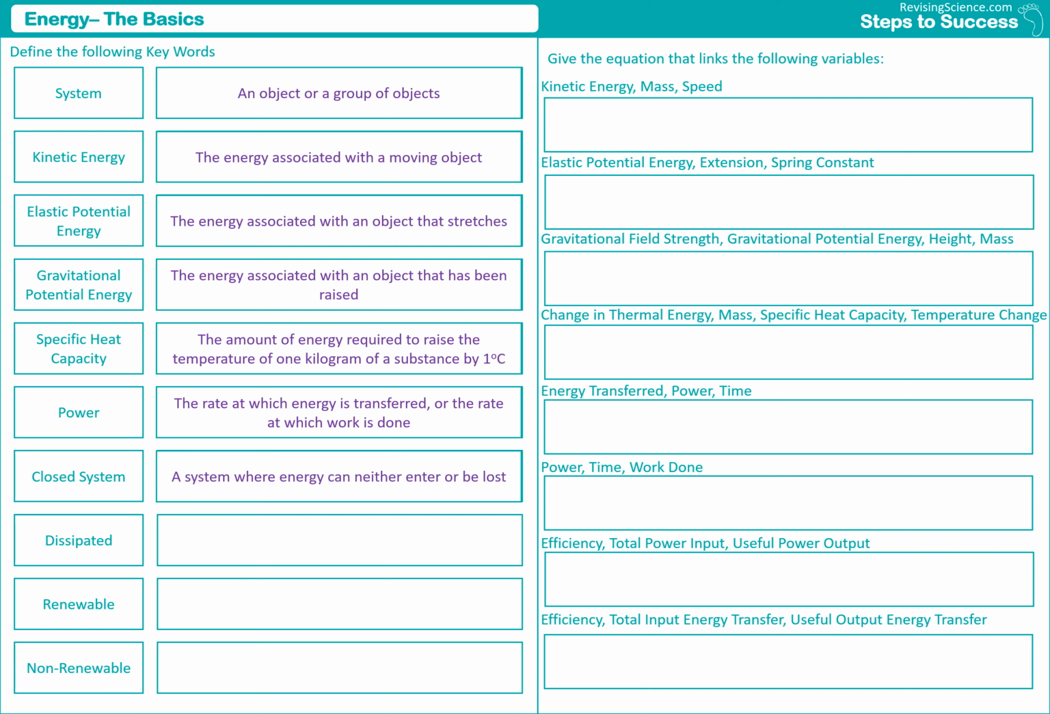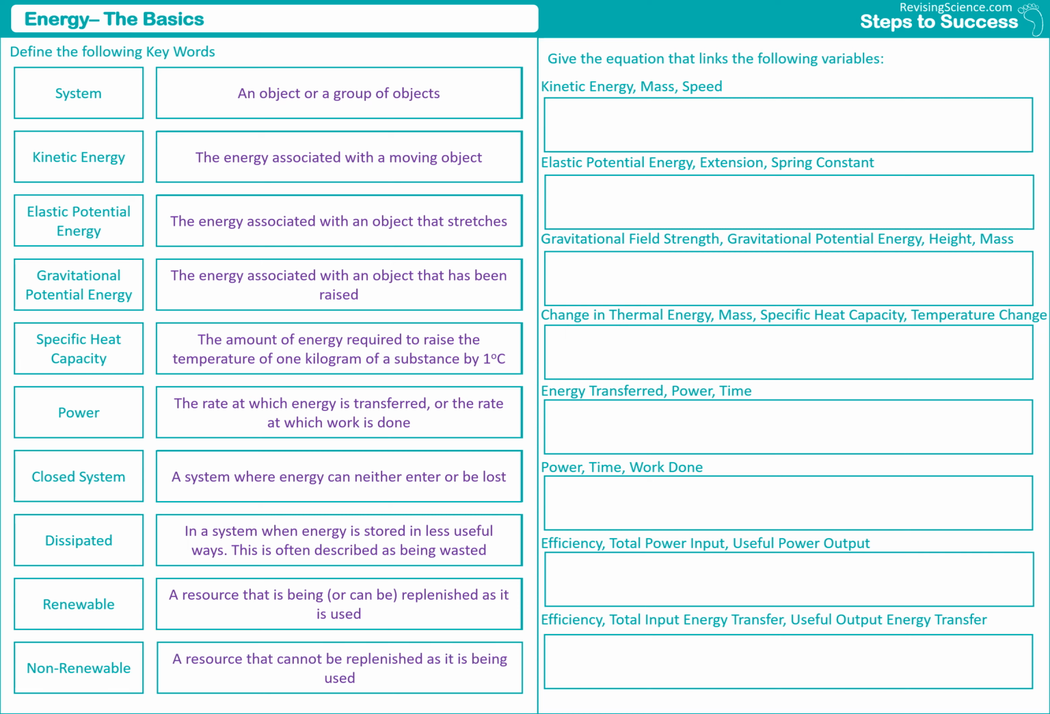In a closed system, this is a system where energy can neither enter nor be lost. Dissipated. This is in a system where energy is stored in less useful ways. It's often described as being wasted. Renewable resources are resources that are being, or can be, replenished as they're being used. And non-renewable resources are ones that cannot be replenished as they're being used.